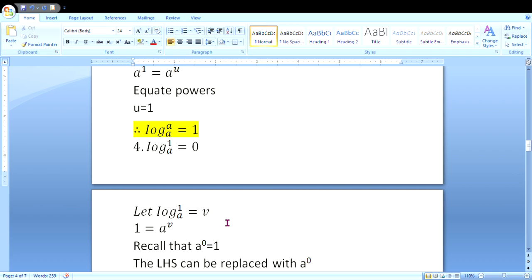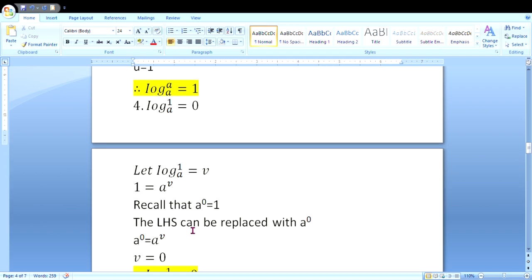Now let's show that log 1 to any base is equal to 0. Let's quickly show that. We say let, or suppose, that log 1 to base a is equal to v. From definition, it means that, moving the base this way, 1 is equal to a raised to the power of v. But you recall that the left hand side can also be written in this form, that is, a raised to the power 0 is equal to 1, since the right hand side has a base of a.